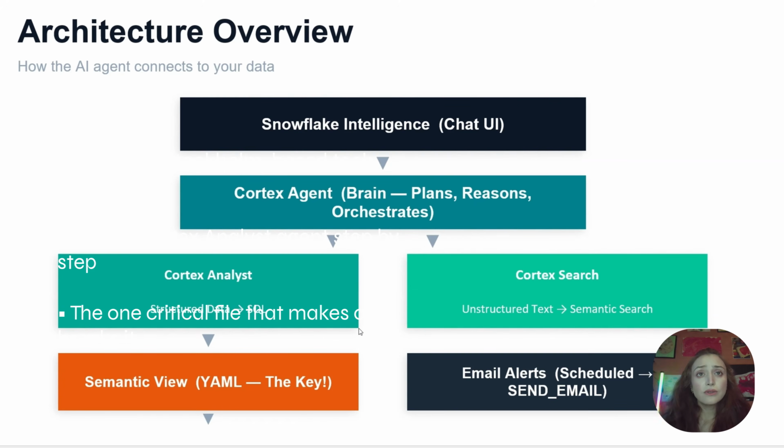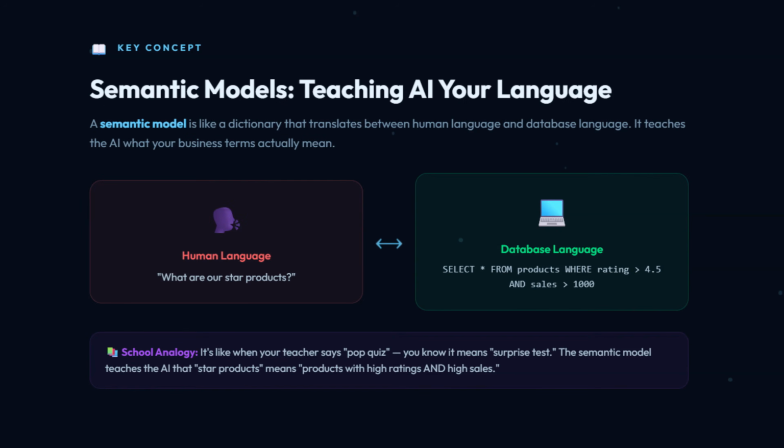Cortex Analyst is used to get data from structured data like SQL tables, and Cortex Search is used to get data from documents. One thing that is extremely important in this case is Semantic view, which is a YAML file. It is between Snowflake Intelligence chat and your SQL tables.